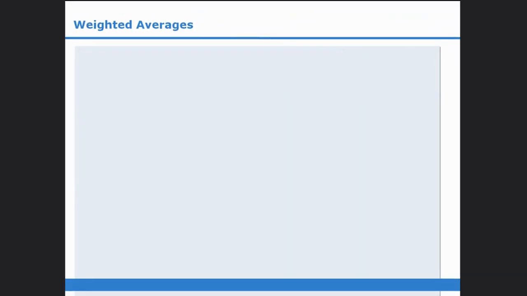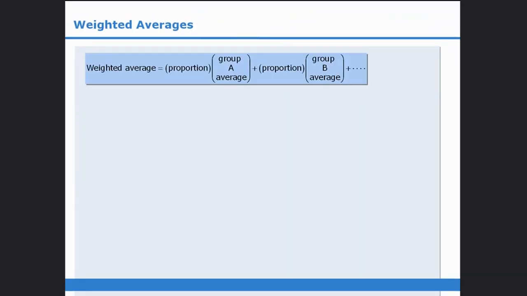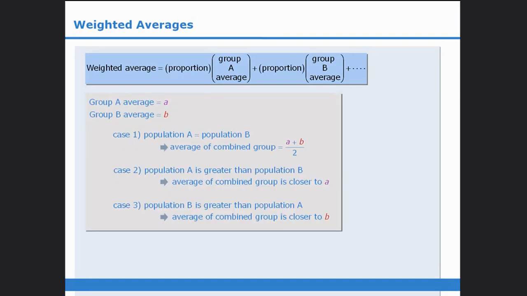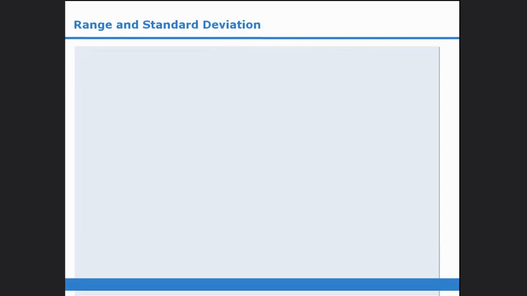Okay, let's summarize. In this lesson, we learned how to calculate weighted averages, and we learned 3 properties of weighted averages. In this lesson, we will examine 2 ways to measure dispersion. In other words, we will examine ways to measure the degree to which a set of numbers are spread out. The first measurement we will look at is range, and the second is standard deviation.